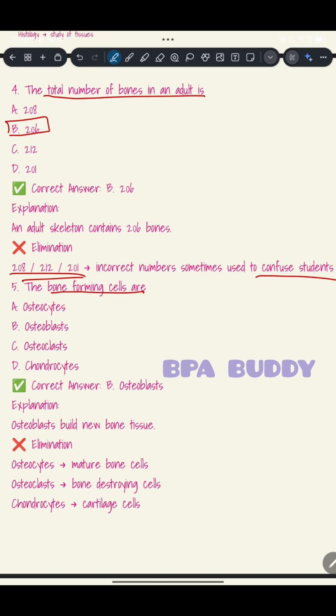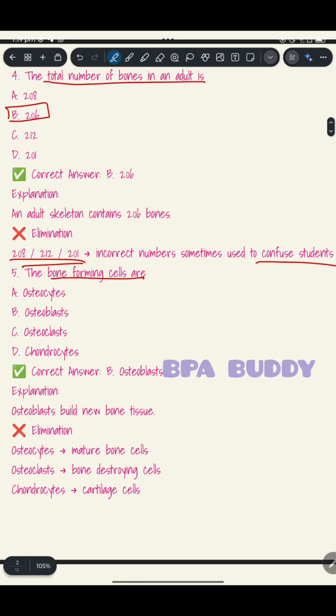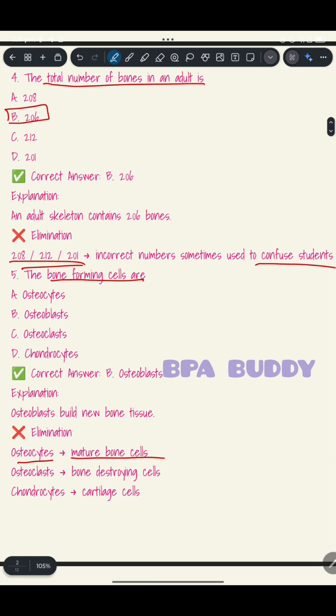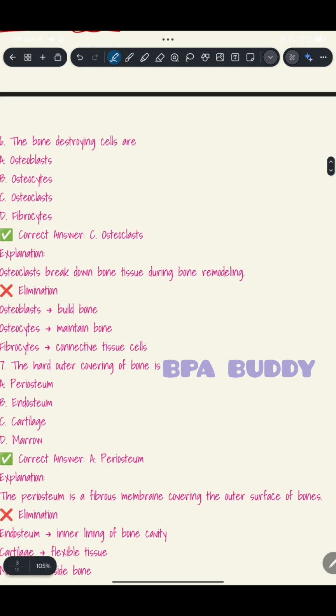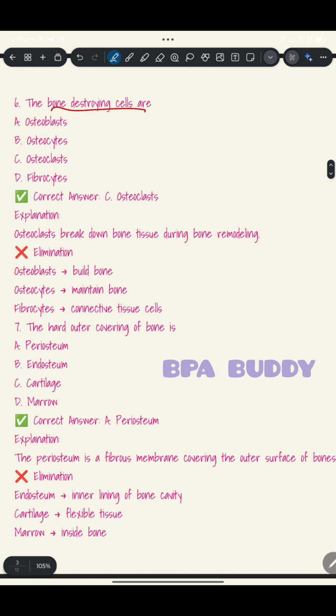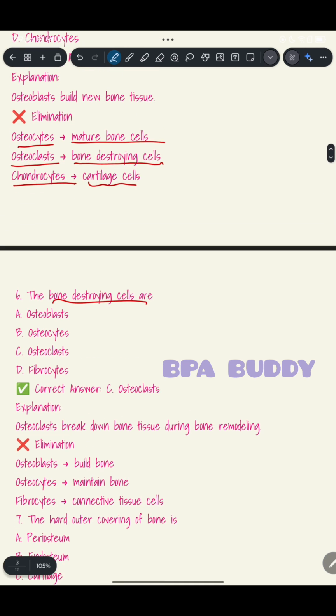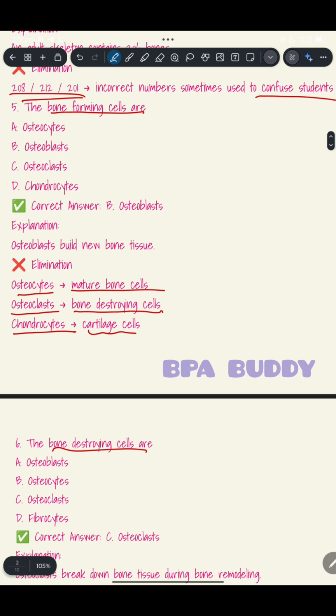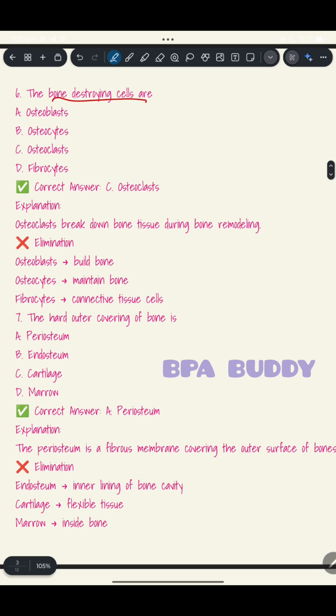Next, bone forming cells are known as osteoblasts, whereas osteocytes are mature bone cells, osteoclasts are bone destroying cells, and chondrocytes are cartilage cells. The reason for this MCQ series is that we should know what the answer is and why the other options are not the answer, because they can ask them individually. So here we can see the bone destroying cells are osteoclasts.